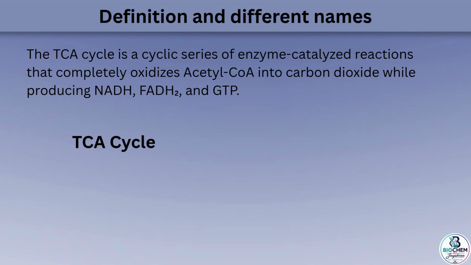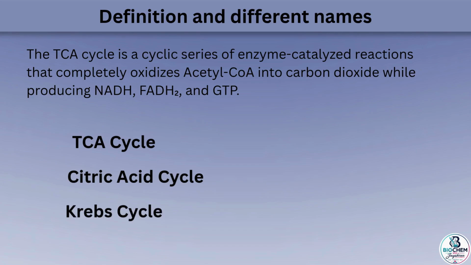Second name is citric acid cycle because the first stable product formed in this cycle is citric acid. That's why the name citric acid cycle. Third name is Krebs cycle. It is named after Sir Hans Krebs, who discovered this pathway in 1937. All the three names refer to the same metabolic pathway.